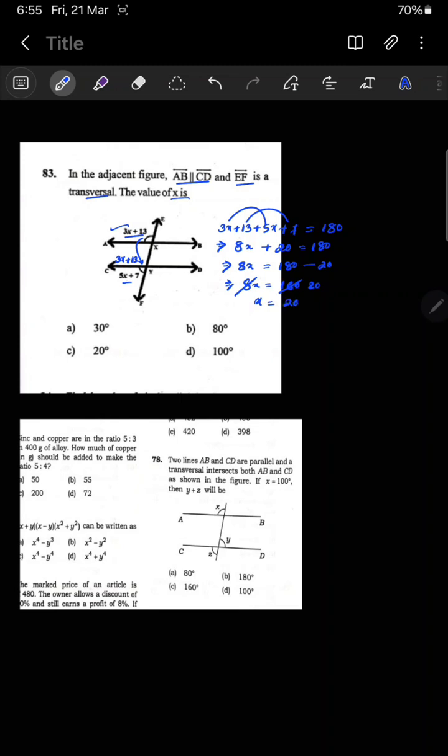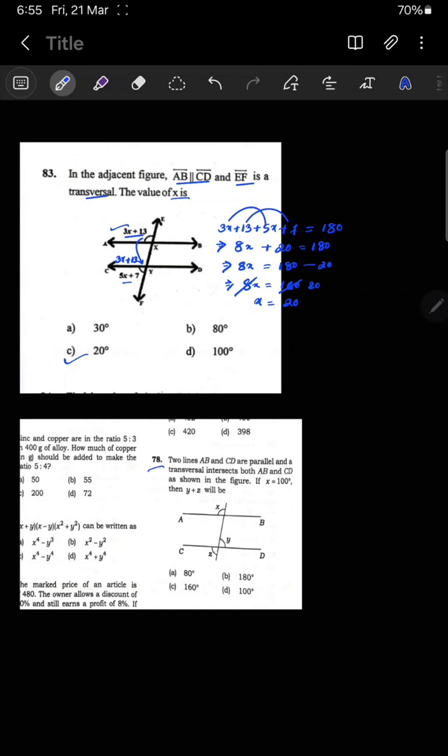So if you see here options A, B, C, D, option C is the correct option. So your answer is 20 degrees. The value of x is 20 degrees. Got it? Again let's see this question so your concept will be clear.